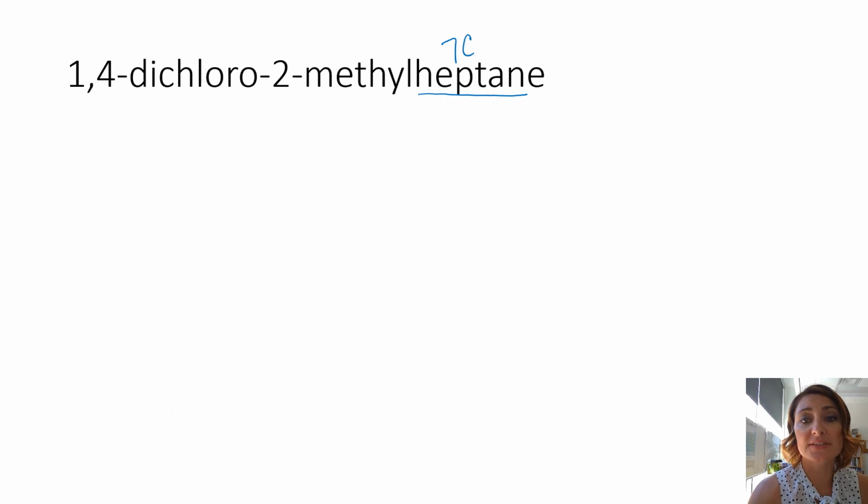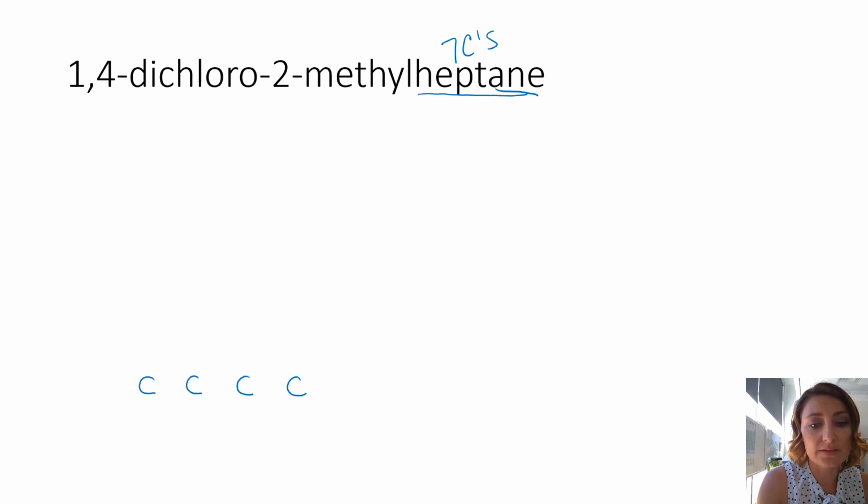Hept tells me we have 7 carbons. Ane tells me they're all single bonds. So I'm going to start by spacing out my structure. I'm not going to draw any bond lines. 1, 2, 3, 4, 5, 6, 7.